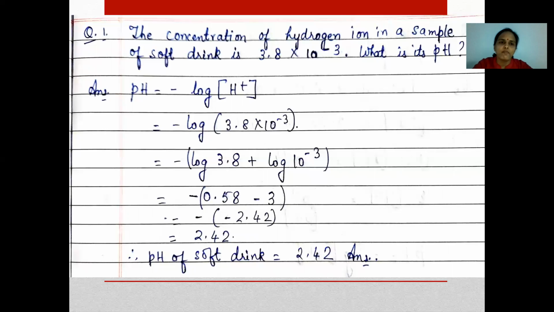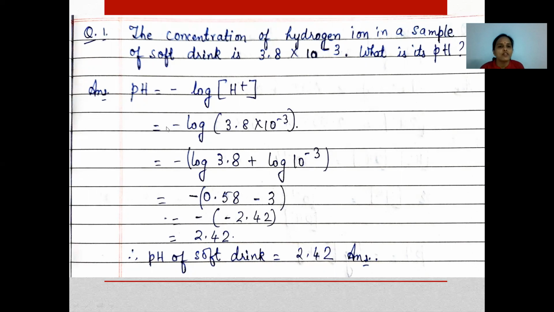So the first problem is the simple one. The concentration of hydrogen ion in a sample of soft drink is 3.8 into 10 raised to minus 3. What is its pH? So first of all, you will put the formula there. pH is equal to minus log of H plus ion concentration. This H plus should be written always in big bracket because this shows the molar concentration of this H plus ion. So here in this question, H plus ion concentration is given as 3.8 into 10 raised to minus 3.